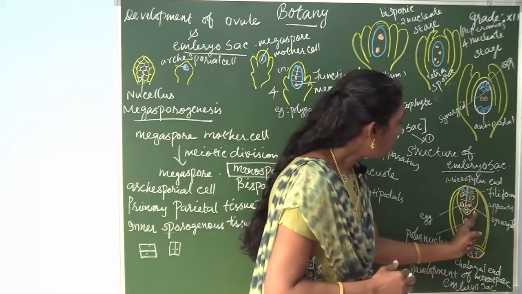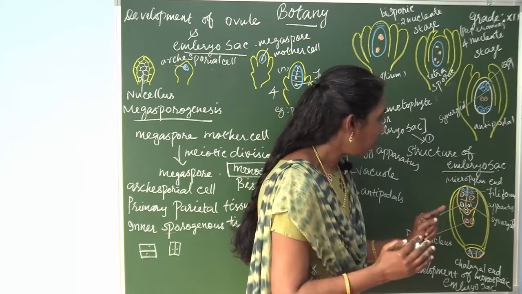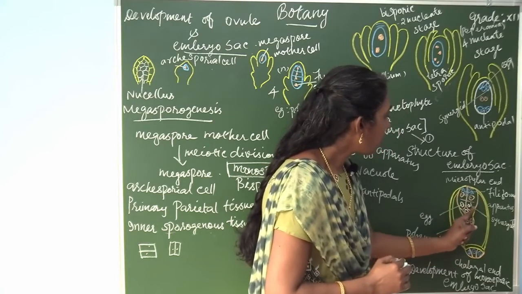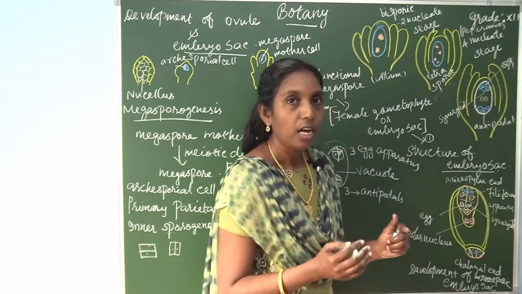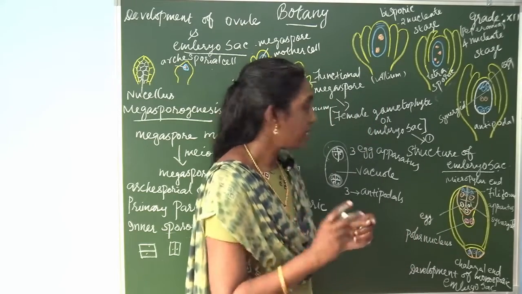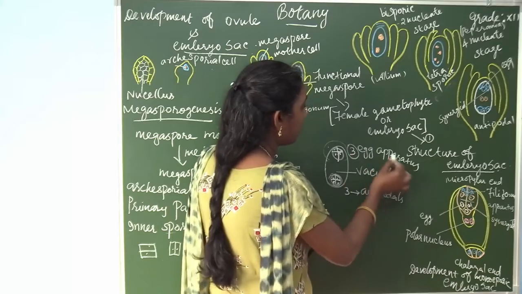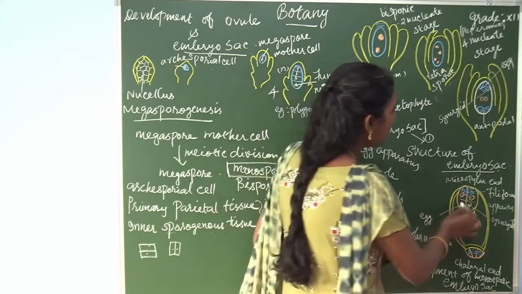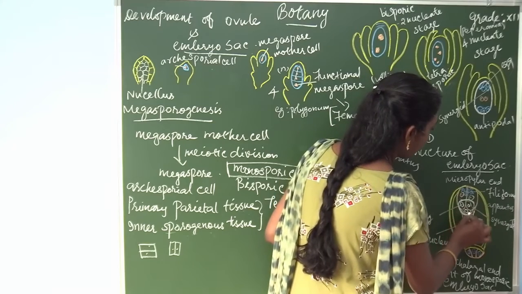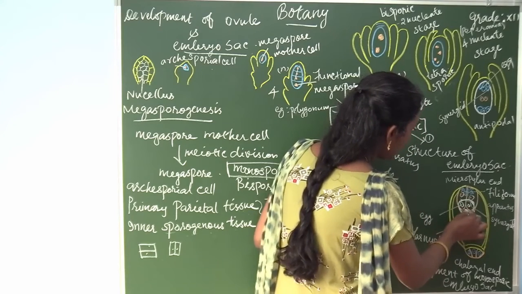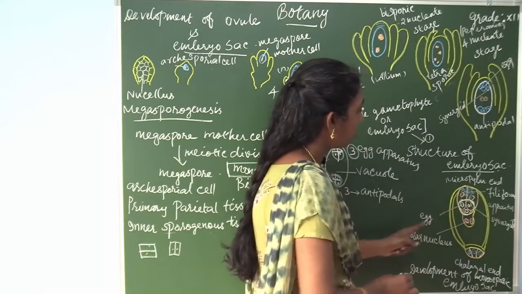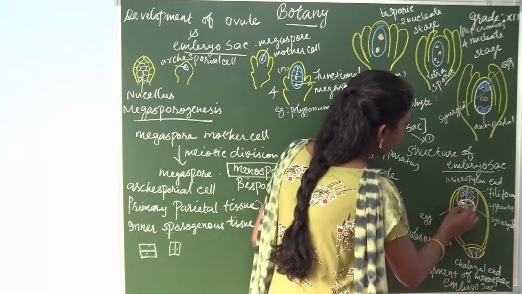Among these first four cells formed, three cells are the synergids and the egg, the three cells of the egg apparatus. Here this cell is known as the egg, the egg cell.